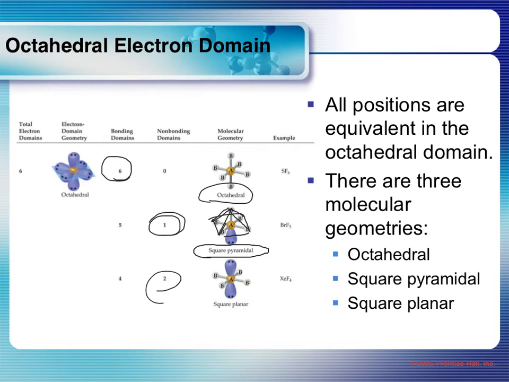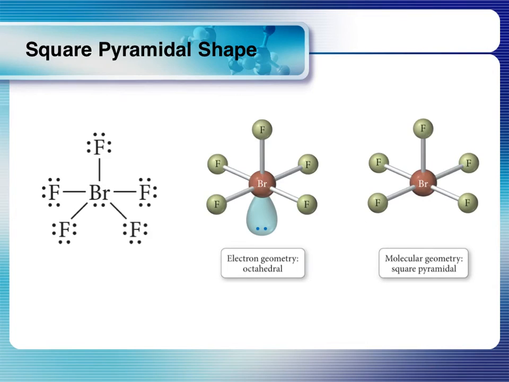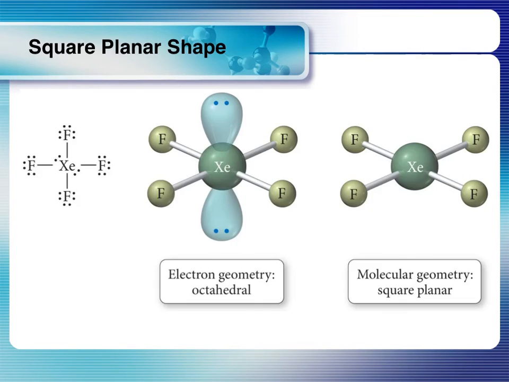If you have 2 non-bonding domains, 2 lone pairs, you end up with square planar. All of the 4 remaining bonded atoms are all in one plane. Here's a little bit closer look. Here's a square pyramid shape, and that's if you have just one lone pair. If you have 2 non-bonding lone pairs, it's just all in the same plane, square planar.